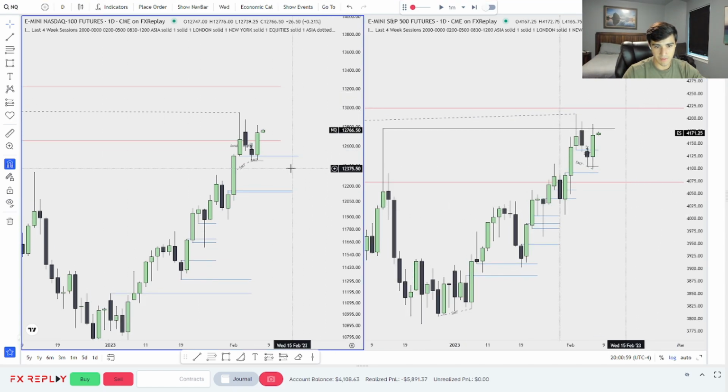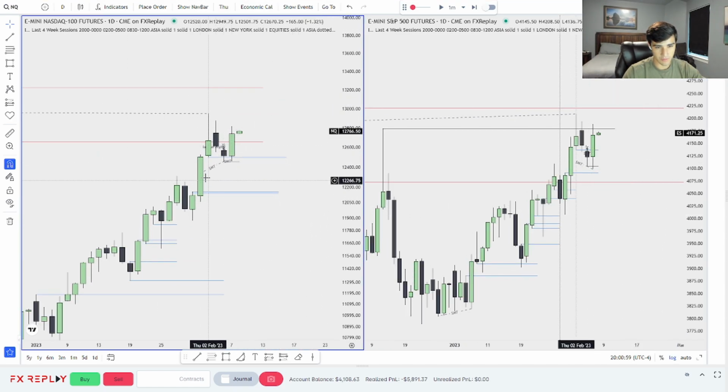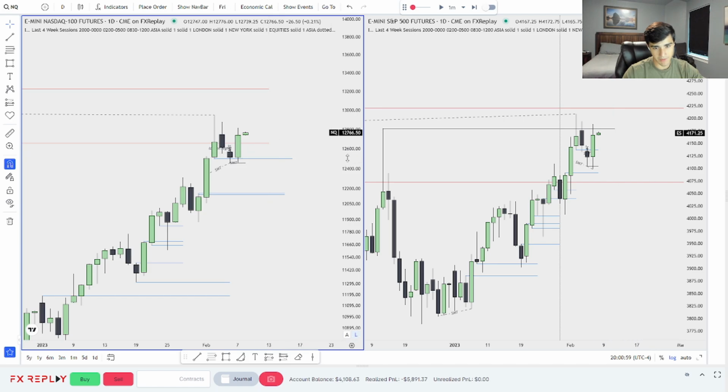So price is clearly now expanding higher. We can view this as our order block. This imbalance is being supported. It's propelling price higher.